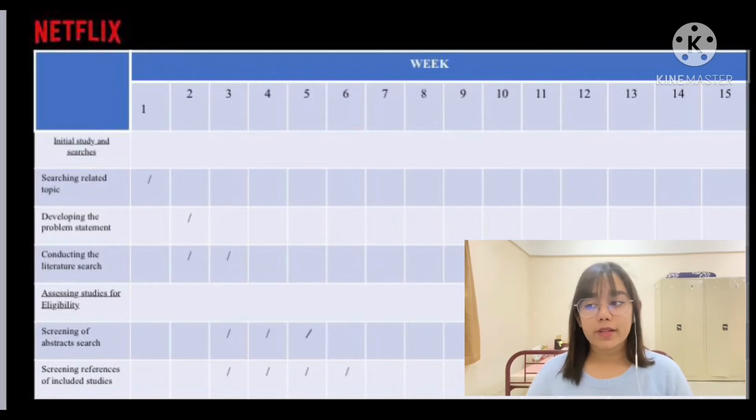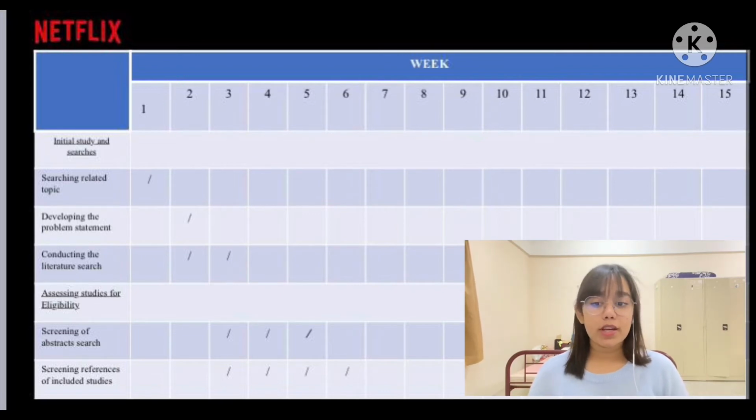The Gantt chart has been divided into four parts. The first part is called the initial study and searches. Within the first week itself, we were supposed to search for a related topic. Our topics were related to the environment, so we are supposed to find a topic with more detail about that scope so that we don't go out of the box. The second part is developing the problem statement.